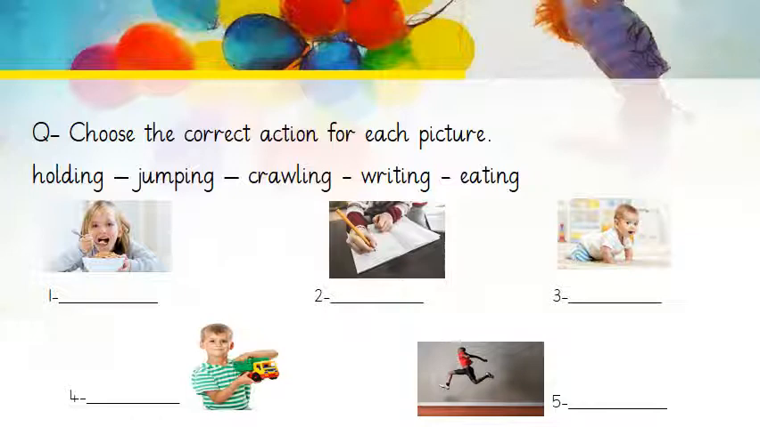Coming up towards the answers. Starting from number 1. Eating. Number 2. Writing. Number 3. Crawling. Number 4. Holding. And number 5. Jumping. If your answers are correct, you have done a good job.